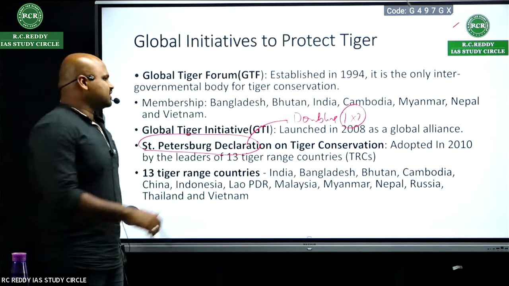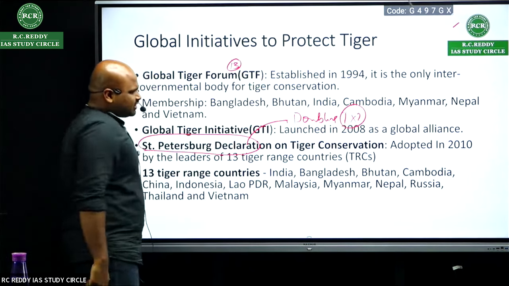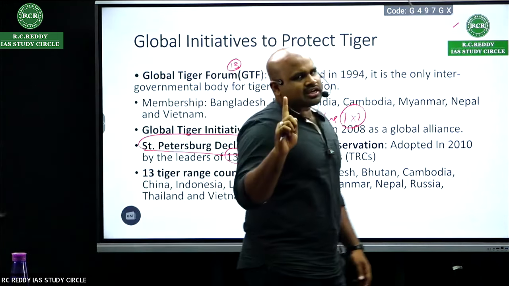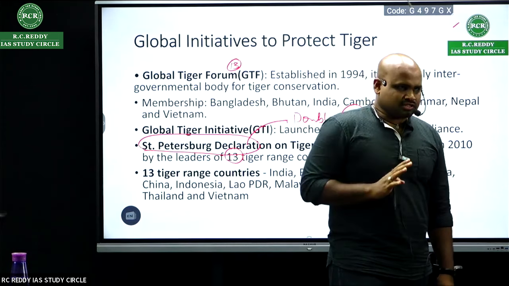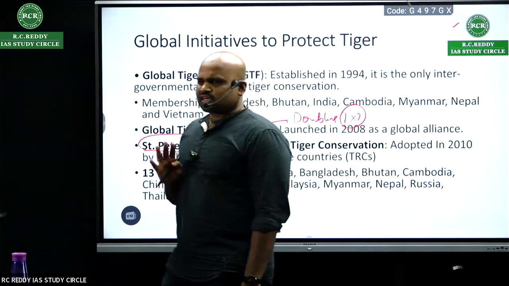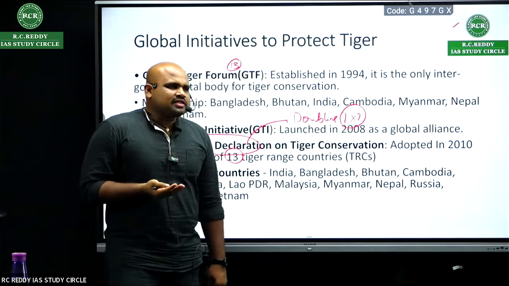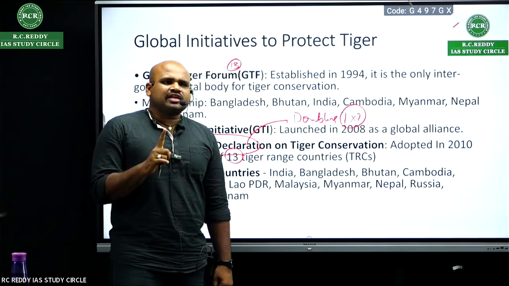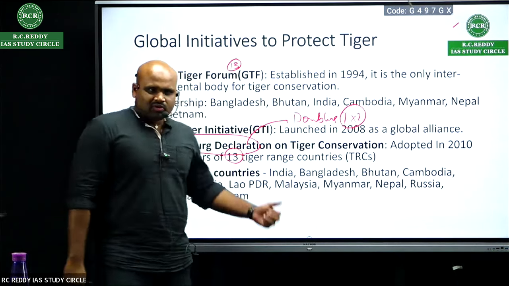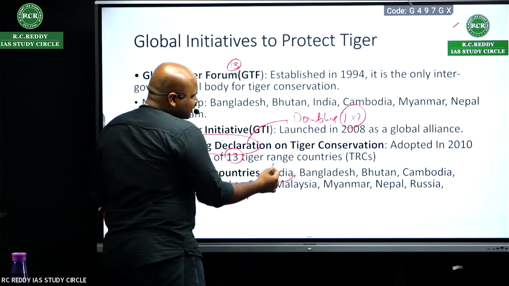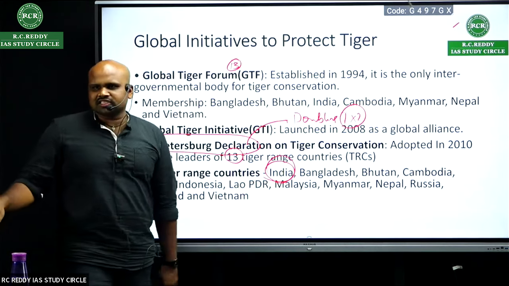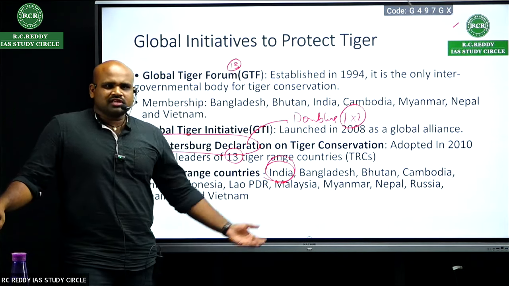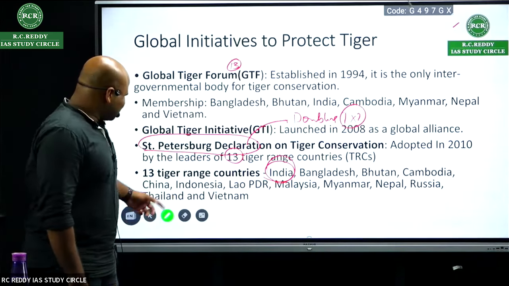And when we look at this, there are 13 tiger range countries. Please remember these tiger range countries. There are 13 tiger range countries. There are 12 snow leopard range countries. This year we had, for the first time, a snow leopard census coming into the picture. Right? And we see 70% of the snow leopards being present where? In Ladakh. And when we look at these 13 tiger range countries, you definitely have to understand India is there, obviously, with the largest population. Is Pakistan there? Search it. So please refer to those 13 range countries.